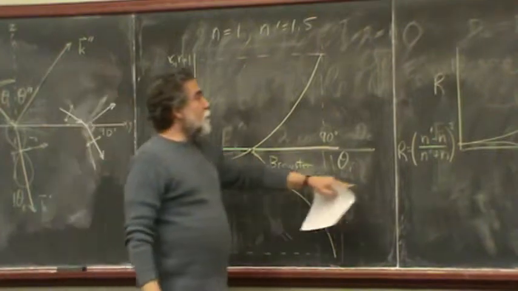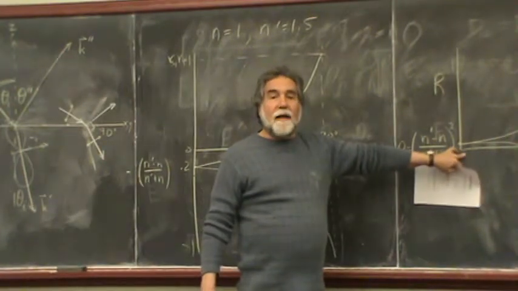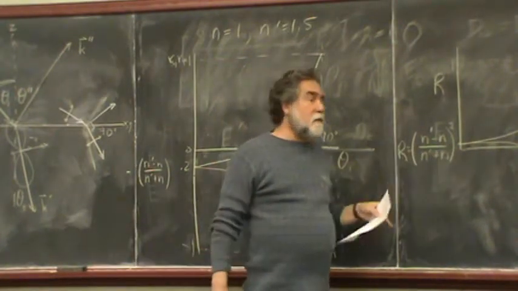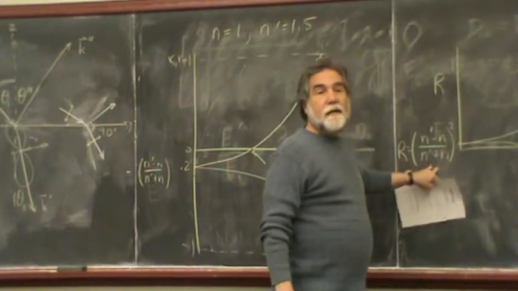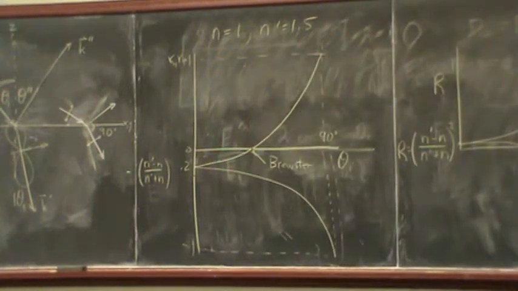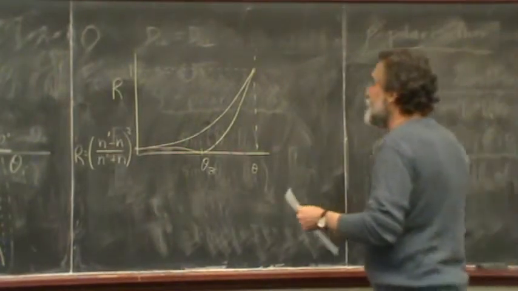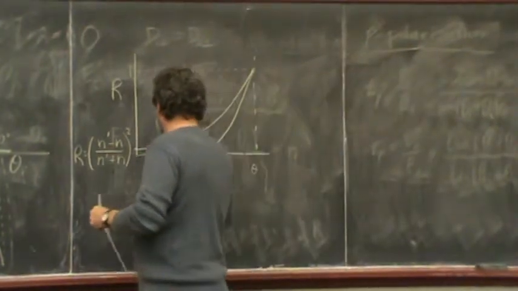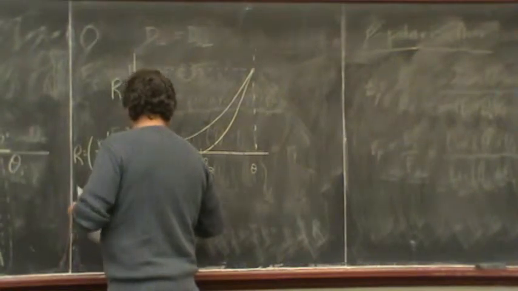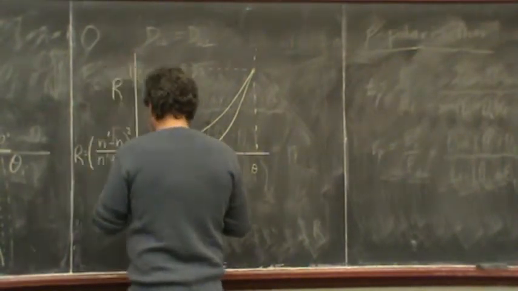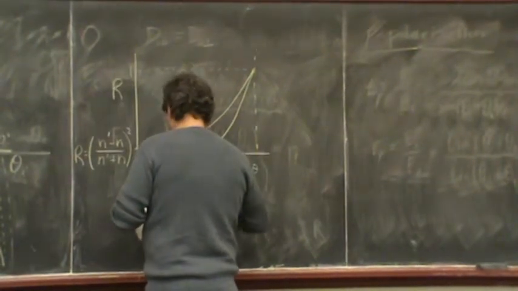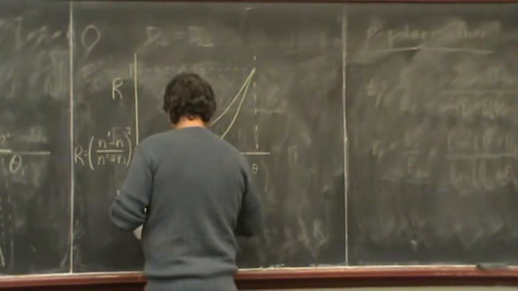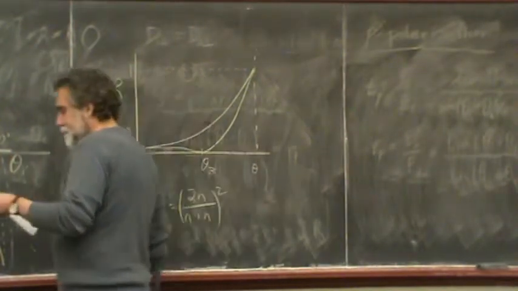Okay? So for normal incidence, that's zero angle of incidence, the reflected intensity from a surface can be easily calculated. The transmitted intensity would be 1 minus that if you like, but I'll just write it 2n over n prime plus n squared.